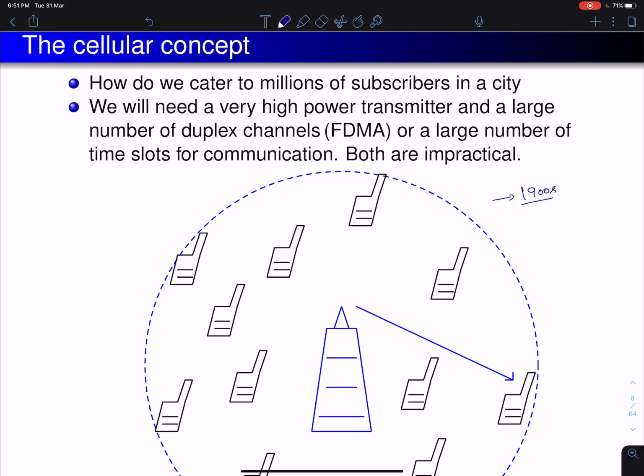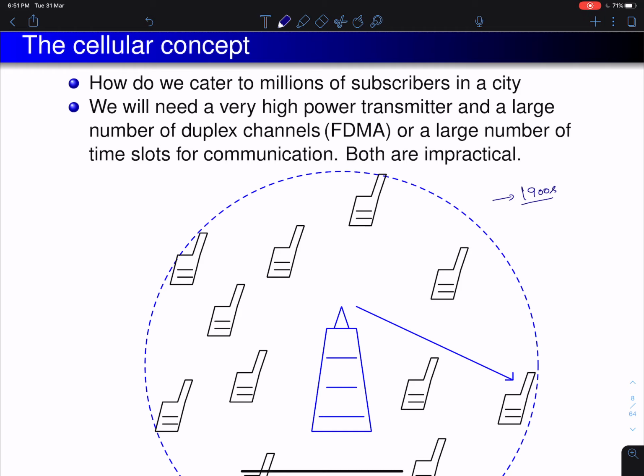There were millions of telephone subscribers in every country. By the 1990s, there were a lot of telephone subscribers across the world. Now the question is, if I want to replace those telephones with cell phones, what should we do?